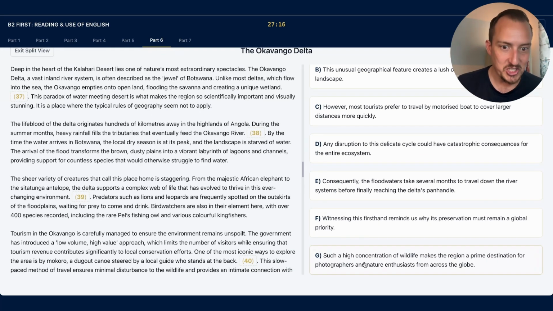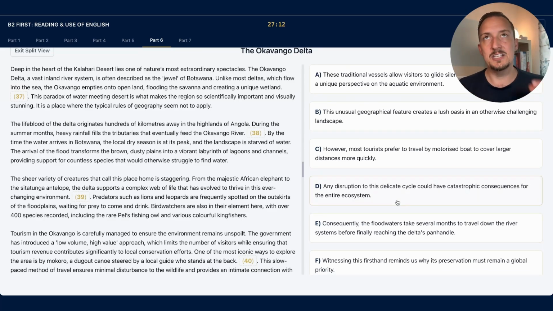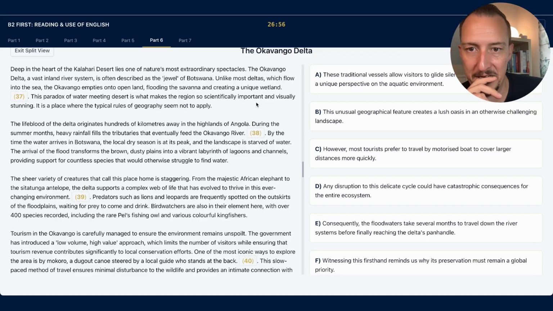again, such a high concentration. So these are what we call reference words in English. And what we need to do is try and match those reference words to parts of the text either before or after that gap. And normally after the gap as well, there are other reference words that we can also use. So let's dive straight in and we'll see as we go through.